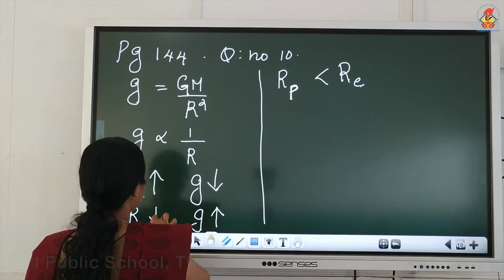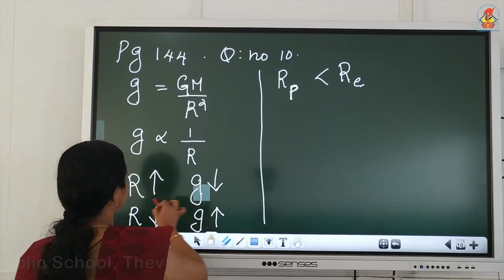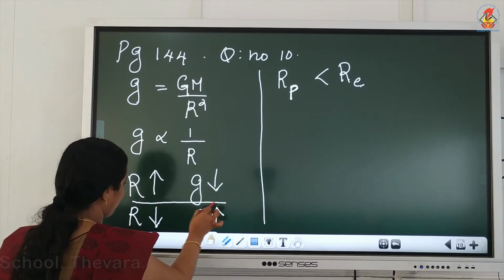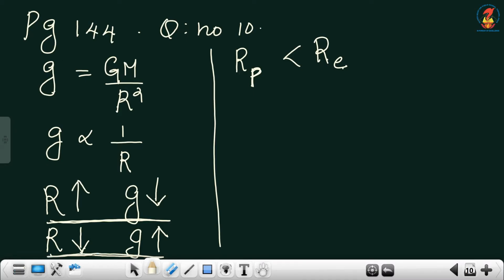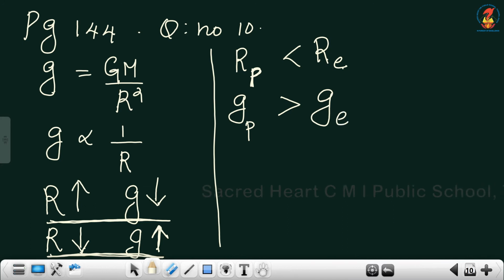We know that radius and acceleration due to gravity are in inverse proportion. So, if the radius is less, acceleration due to gravity will be more. So, the radius at the pole is less. So, acceleration due to gravity at the pole will be greater than the acceleration due to gravity at the equator.